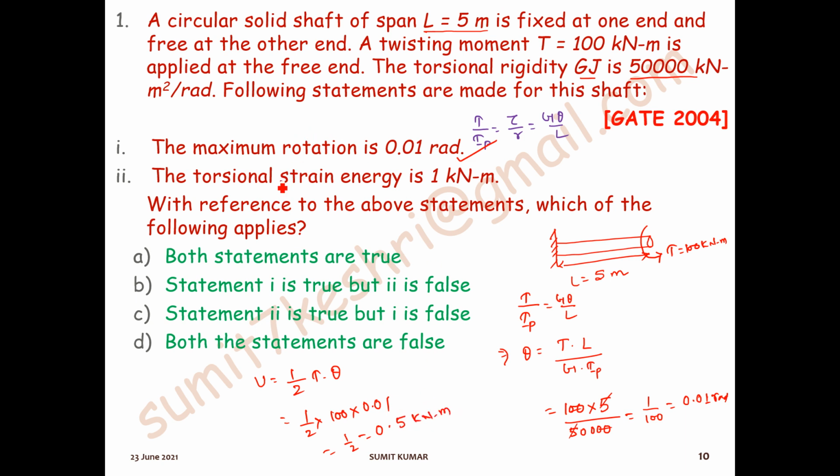But in the statement it is given as 1 kilonewton meter, so it is a wrong statement. It should be 0.5. So we can write that statement 1 is true and 2 is false. Option B will be your right option. That was a very simple question and was asked in GATE 2004. Just proceed to the next question.